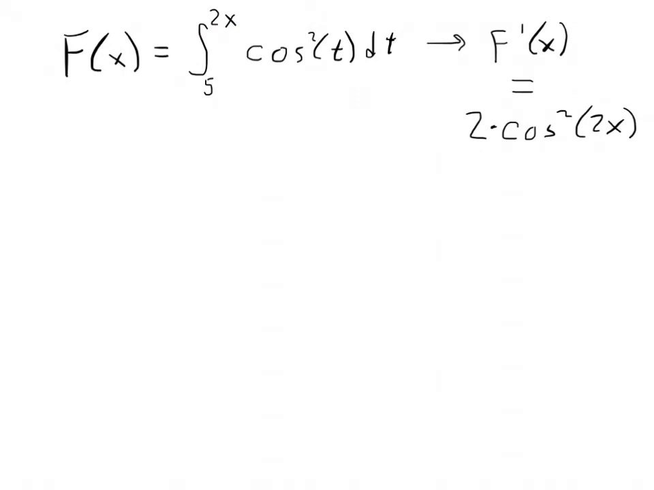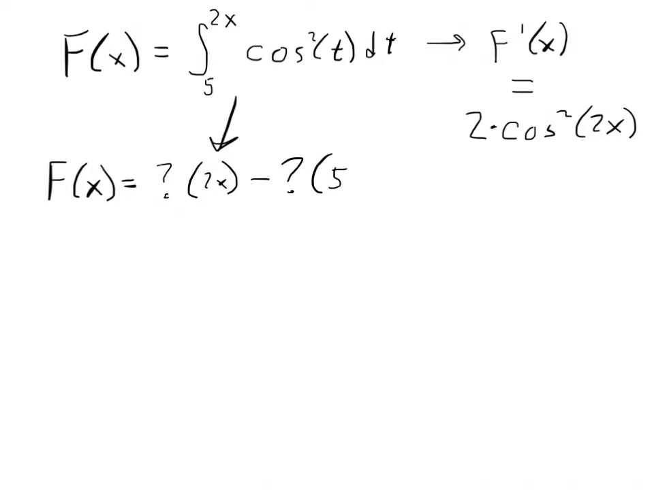Right? So let me justify why that happens. Just like we've done before, I'm going to start by saying, well, what is f of x? By the way, for the purposes of the homework, if you understand this, great. I just want to explain where it's going to come from. I don't know what the antiderivative of cosine squared t is, so I'm going to say that it's question mark of 2x minus question mark of 5.